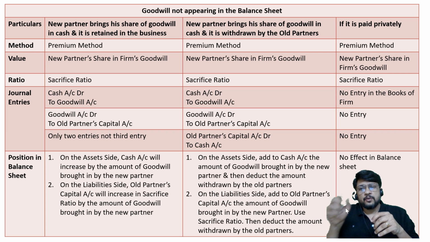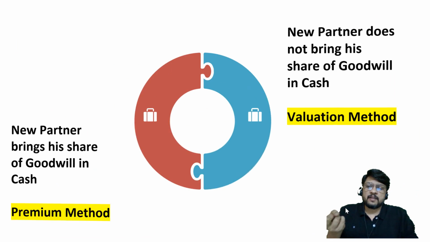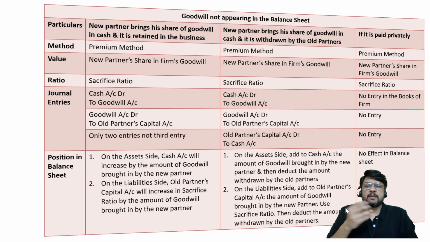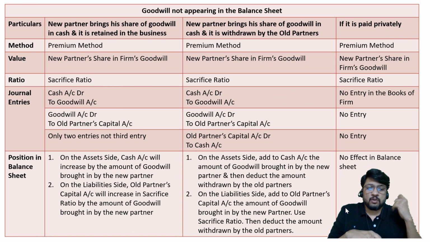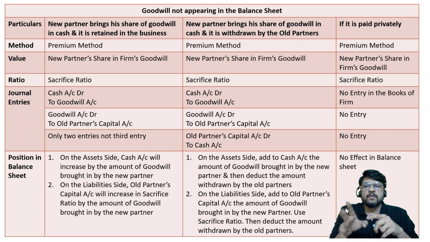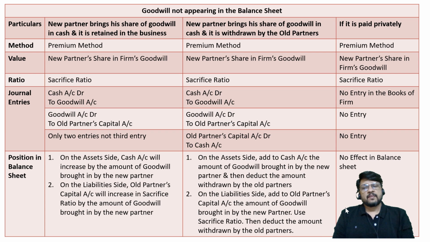I'm repeating again, the new partner is bringing his share of goodwill in cash and it is retained in the business. Now we have already discussed in the previous slide that if the new partner is bringing his share of goodwill in cash, it is called the premium method. So the name of the method is going to be premium method. Which method are we going to follow? Premium method, because goodwill is not appearing in the existing balance sheet and the new partner is bringing his share of goodwill in cash. After he brings goodwill in cash, we are maintaining it in the business. We are going to retain it in the business. Then this method is called the premium method.